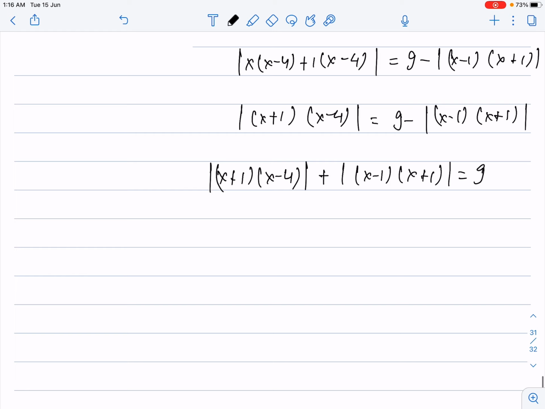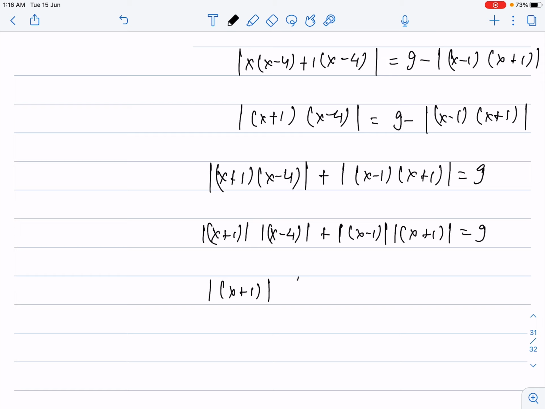Okay, now let's move ahead. I may write it like mod of x plus 1 multiplied by mod of x minus 4 plus mod of x minus 1 multiplied by mod of x plus 1. So we could get something common over here. Mod of x plus 1 can be taken as common by me over here. So we'll write mod of x plus 1 outside. We'll be left with mod of x minus 4 plus mod of x minus 1 is equal to 9.